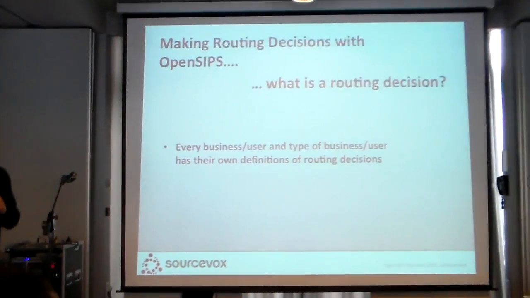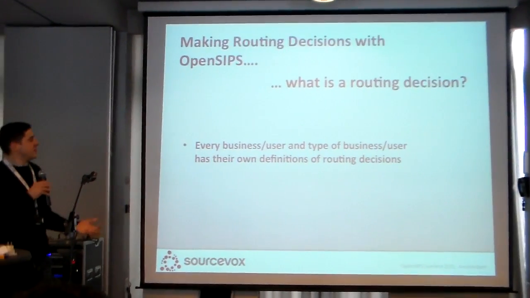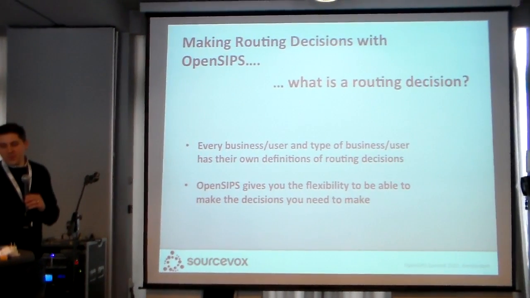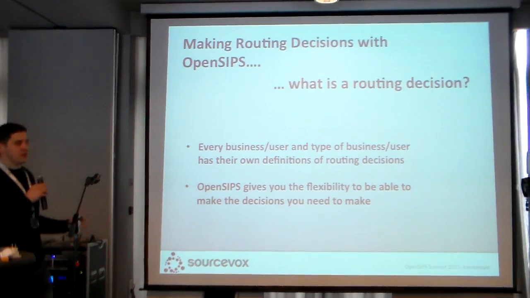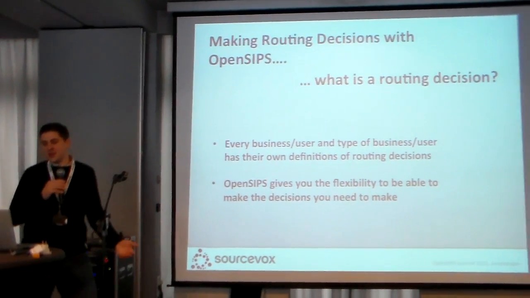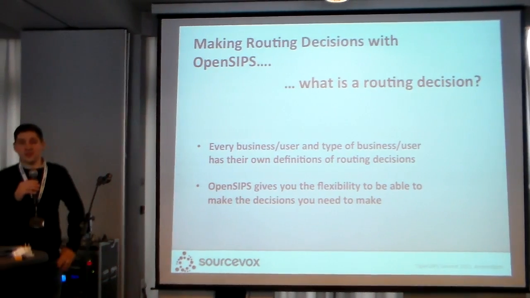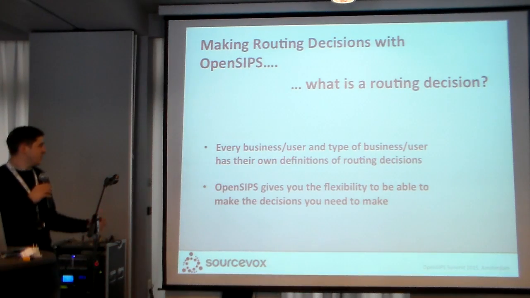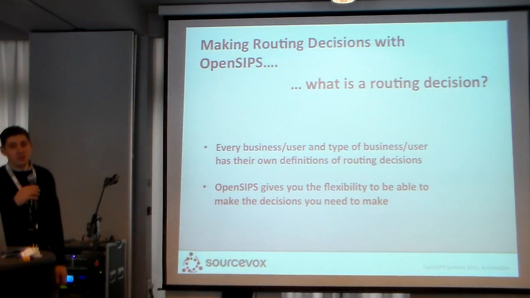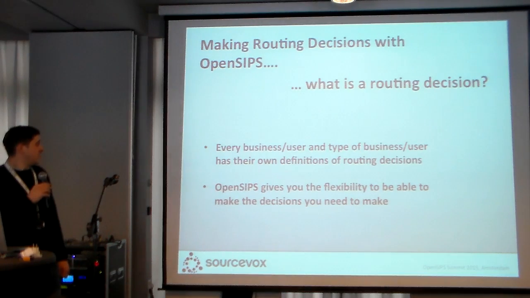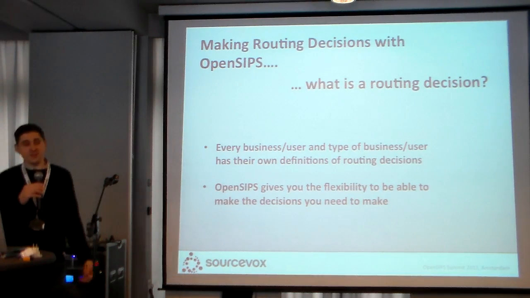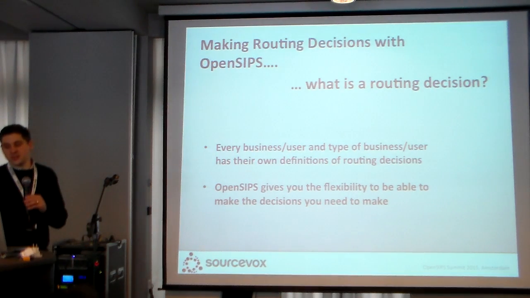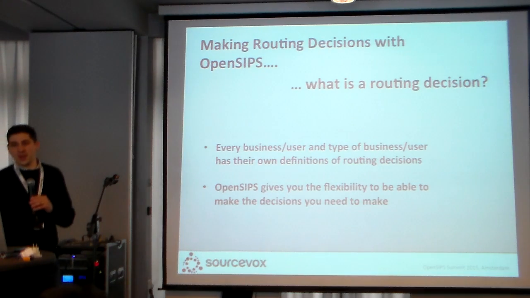But I guess every kind of business and user would have their own definition of what their own decisions are, and it got me thinking, if you want to make your own decisions within your own business and do your own thing, then you really don't want to be constrained by the software that you're using. You don't want to take a piece of software that's going to force you to operate within its constraints. You really need something like OpenSIPS that will give you the flexibility to make those decisions and to have the power to do what you need to do. And this presentation will take you through some of the things that you'll be able to do with OpenSIPS to help you make those decisions.